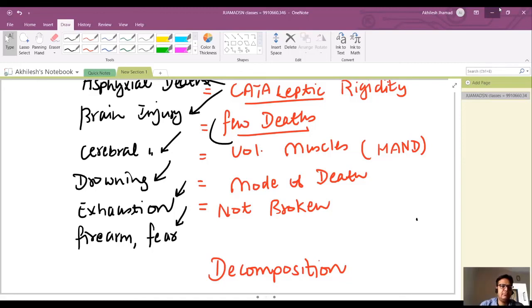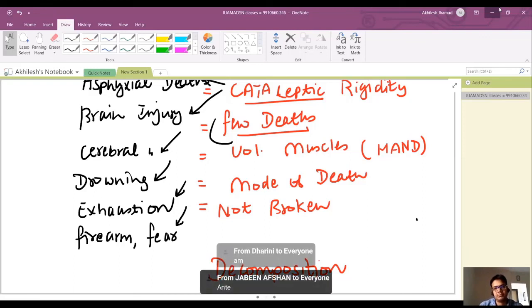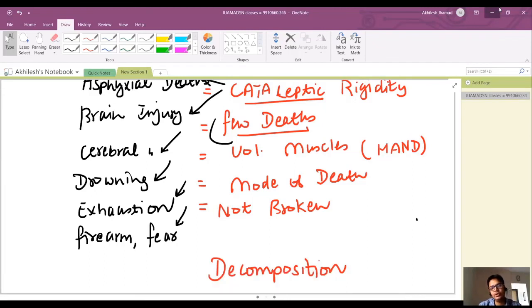Cadaveric spasm in drowning suggests antemortem drowning, postmortem drowning, both, or none. Yes, this is suggestive of antemortem drowning. Most characteristic finding of antemortem drowning. Very good.